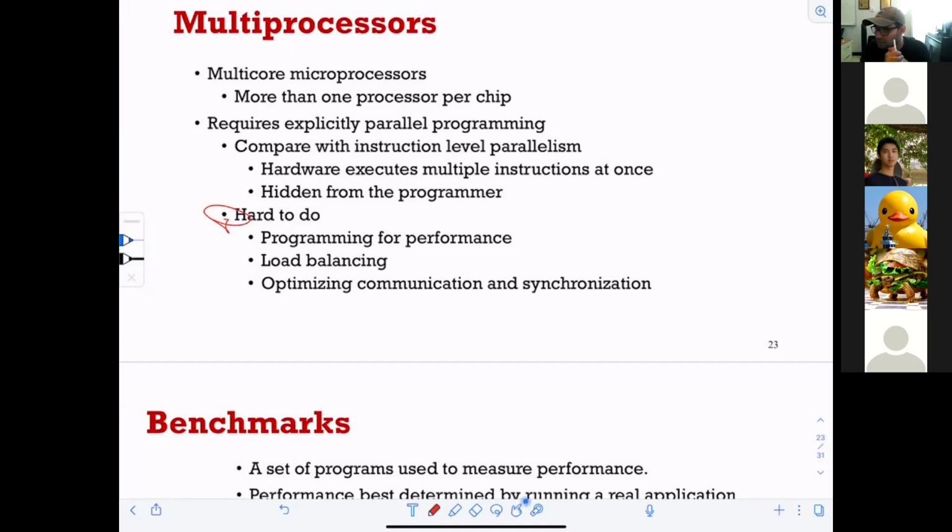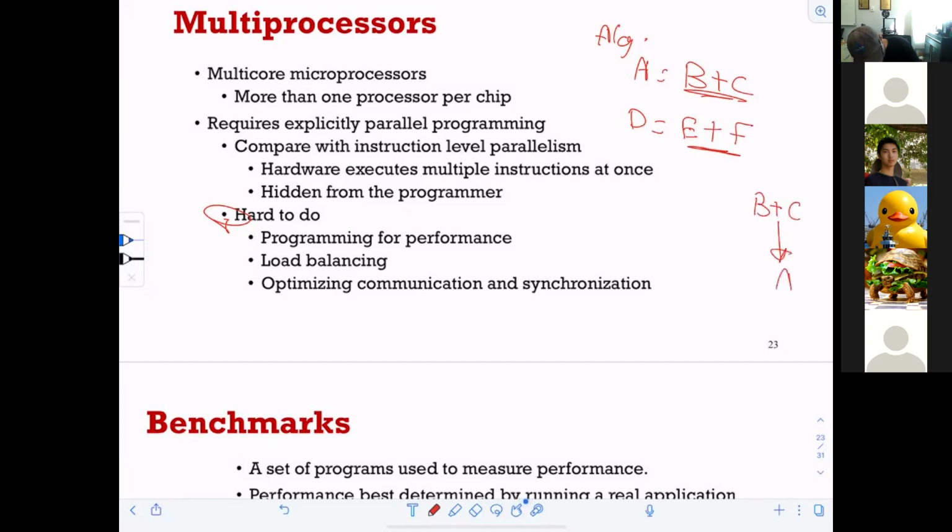program that has dependencies. What does dependencies mean? I have an algorithm, and this algorithm says that A = B + C. Then D = E + F. So far, B and C don't have any relation with E and F. Do you guys agree? So that means one processor can take B + C and produce A. The other processor can take E + F and produce D, right?